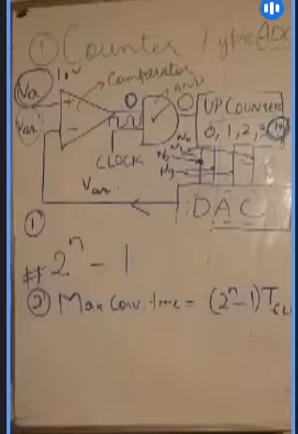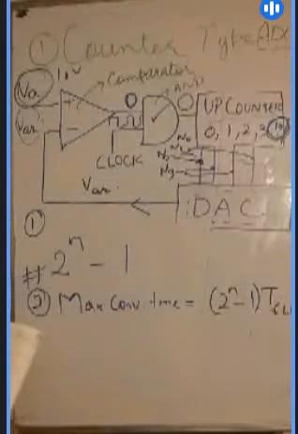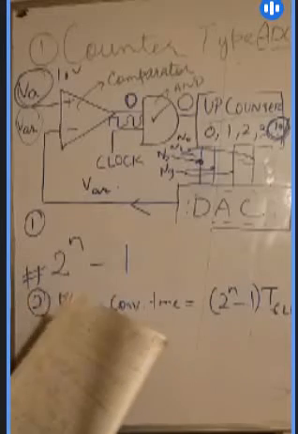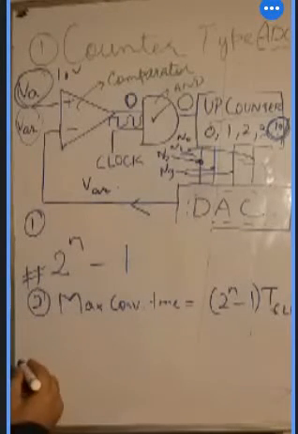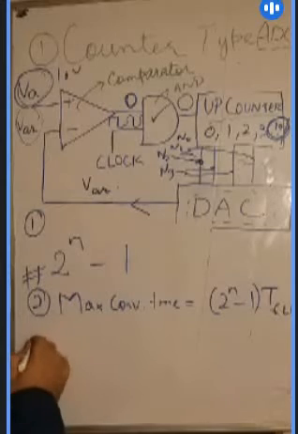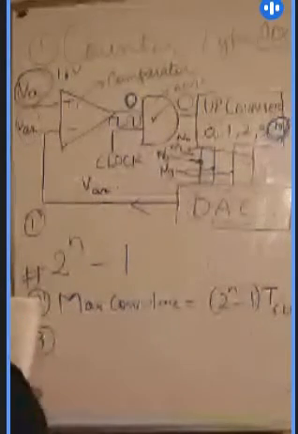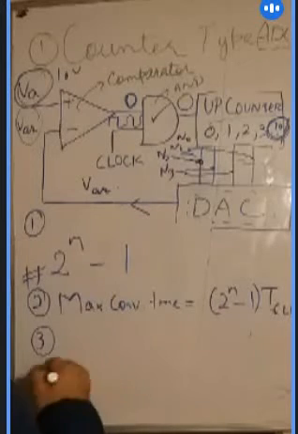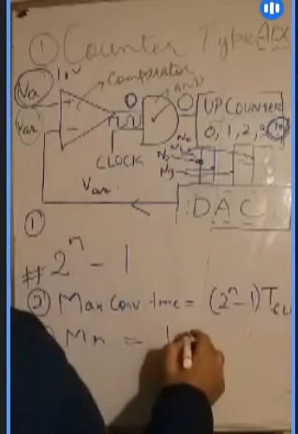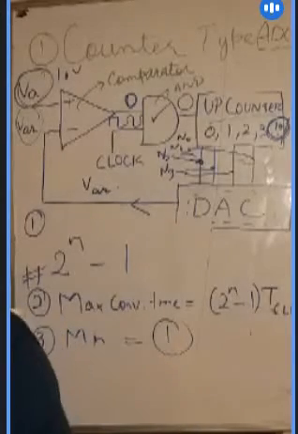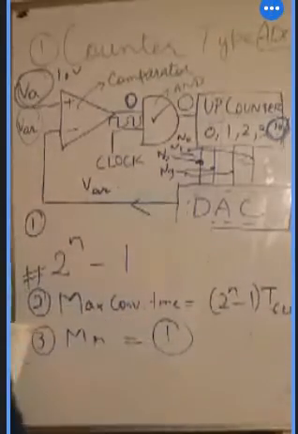So maximum conversion time is 2 raised power n minus 1, because numericals इस पे आ सकते हैं. So we have a counter type ADC. What's the maximum conversion time? This is the conversion time. So obviously, the minimum number of clock pulses required to count is 1.